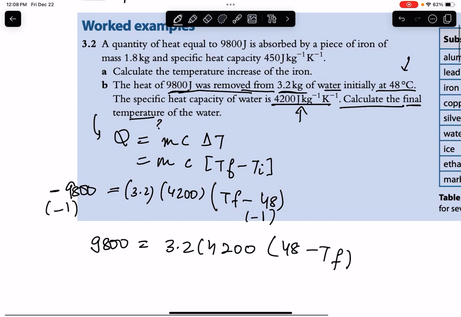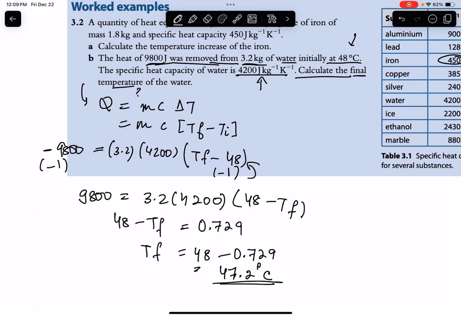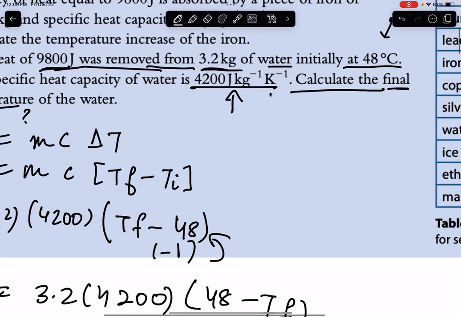Okay, and that's because when you multiply -1 on this bracket, it reverses, right? So this is 3.2 times 4200, and you're doing 9800, so you're dividing it by that. Therefore, we get that 48 minus the final temperature must be equal to 0.729, which means that the final temperature is equal to 48 minus 0.729, which is going to be 47.2 degrees Celsius.